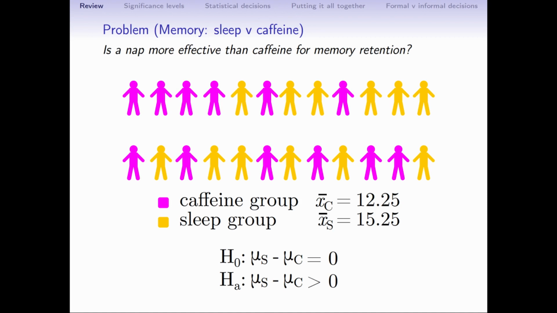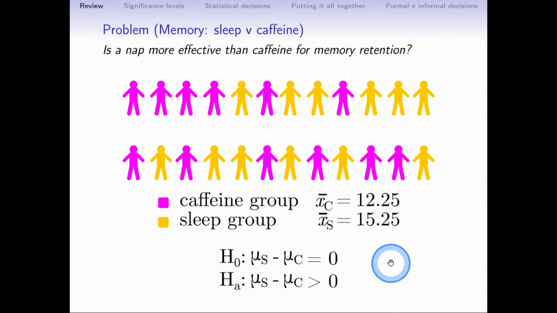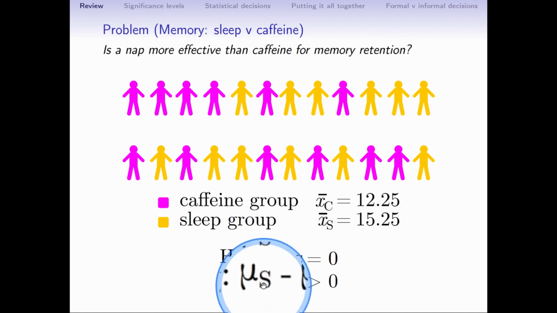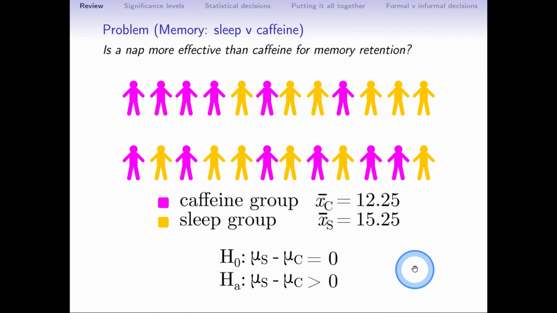Now, our null hypothesis is the hypothesis of no effect. The null hypothesis states that there is no difference between mu sub s and mu sub c. So mu sub s minus mu sub c is equal to 0. This is the hypothesis of no effect. The alternative hypothesis, however, is a hypothesis of a one-sided effect, namely that sleep is superior to caffeine for word recall. So the alternative hypothesis says that mu sub s minus mu sub c is in fact positive. That is, mu sub s is greater than mu sub c.